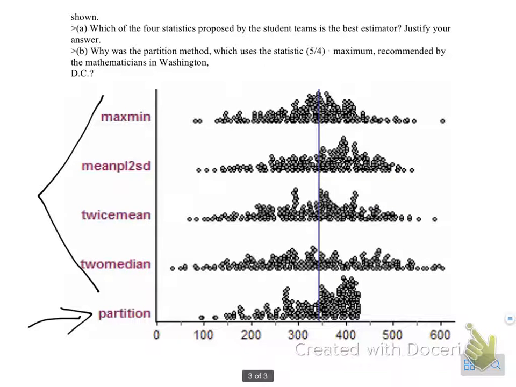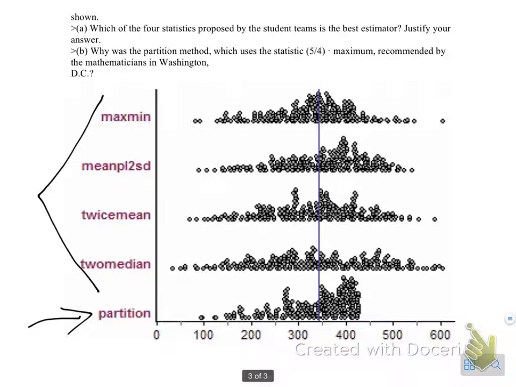So you're looking at bias and variability. And keep in mind that the blue line there is the true number of German tanks. So that is what we're looking for. We're looking for a distribution that has most of its data centered around the blue line, and has less variability.